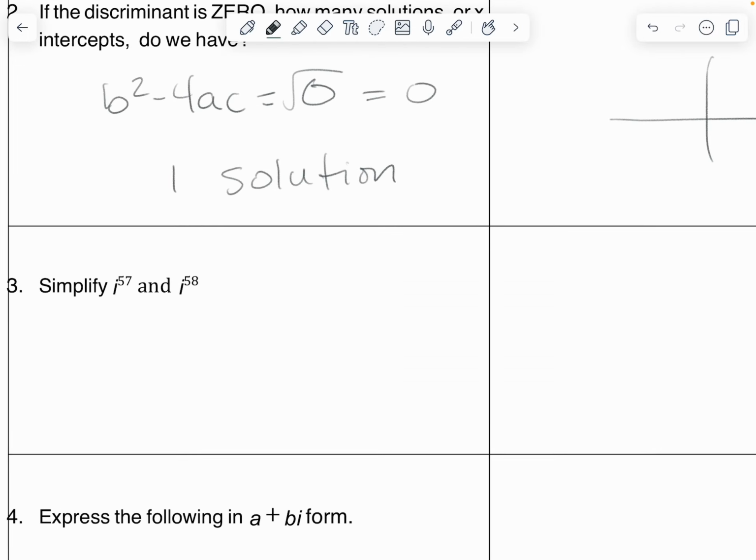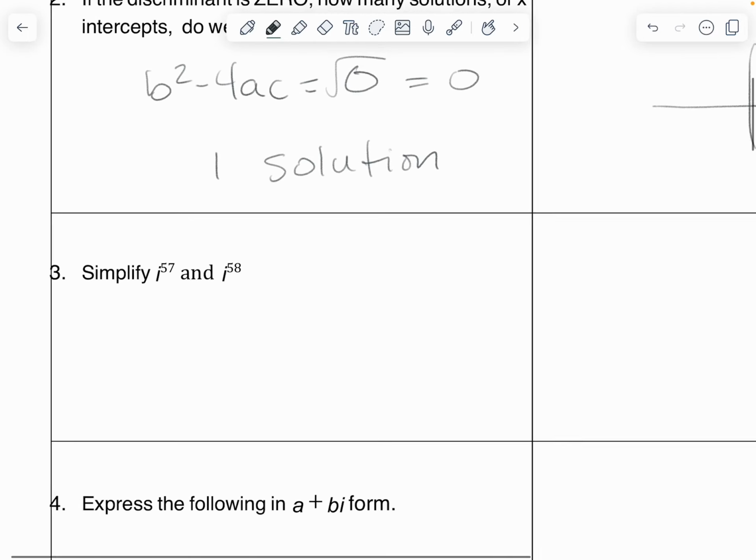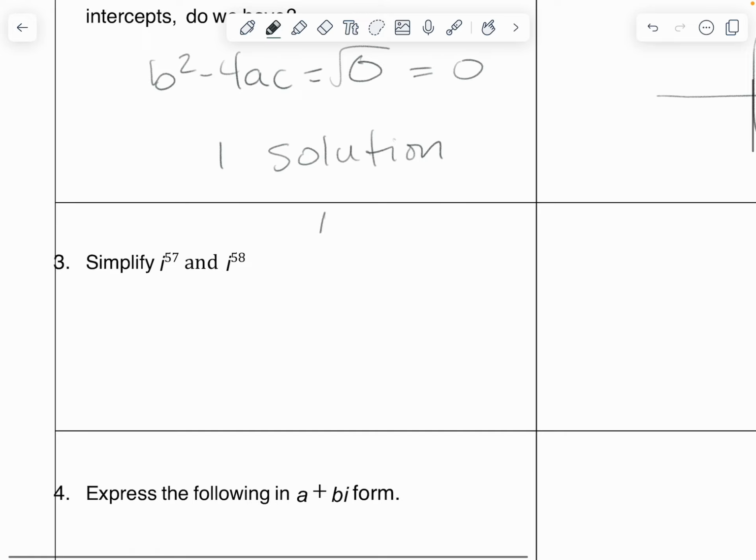Number 3, so this says simplify i to the 57th and i to the 58th. So I'm going to do this in 2 cases. This side's i to the 57th. This side will be i to the 58th. The question we need to ask ourselves is how many i squareds will go into this. So if I take 57 and divide it by 2, how many i squareds will go into that?